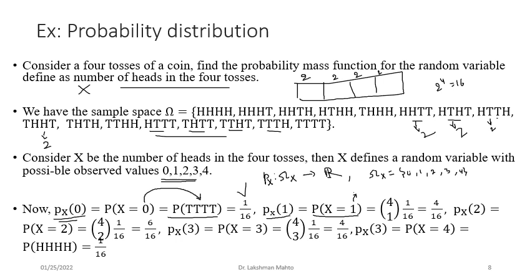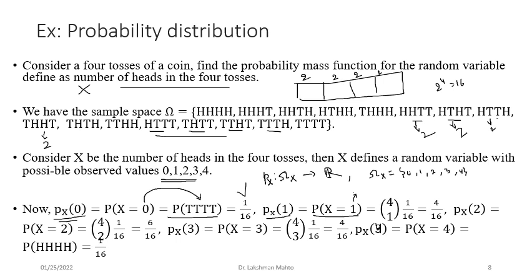Likewise, the value of the probability mass function at x equal to 3 would be 4 by 16. And the value of the probability mass function at x equal to 4 would be 1 by 16. So all these are the possible values.